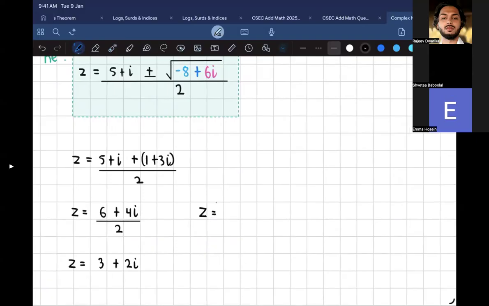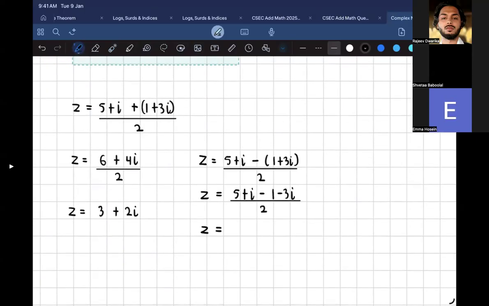The other one is going to be 5 plus i, minus 1 plus 3i, all over 2. So z is going to be 5 plus i minus 1 minus 3i. Now 5 minus 1 is 4, and i minus 3i is minus 2i, over 2. So z would be equal to 2 minus i.